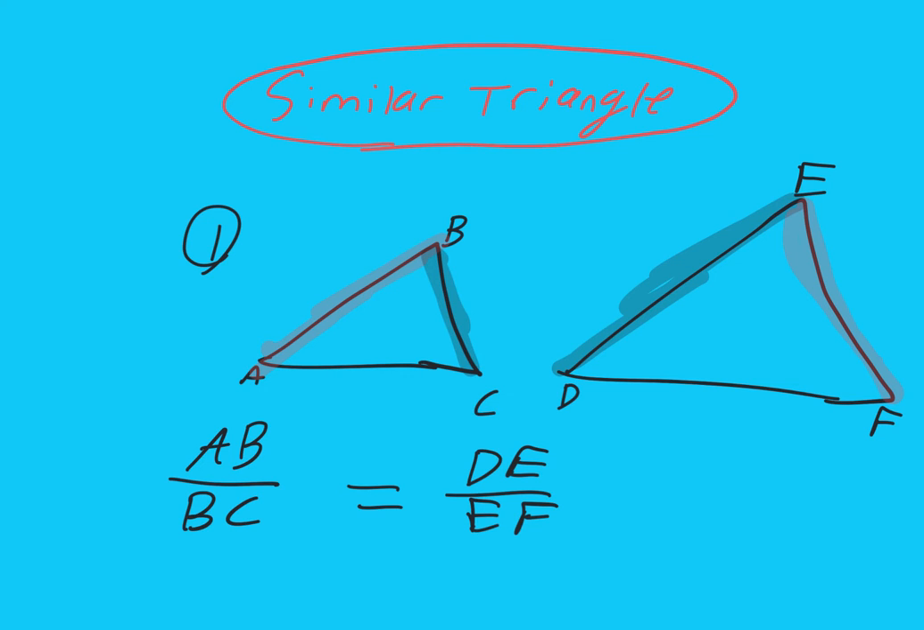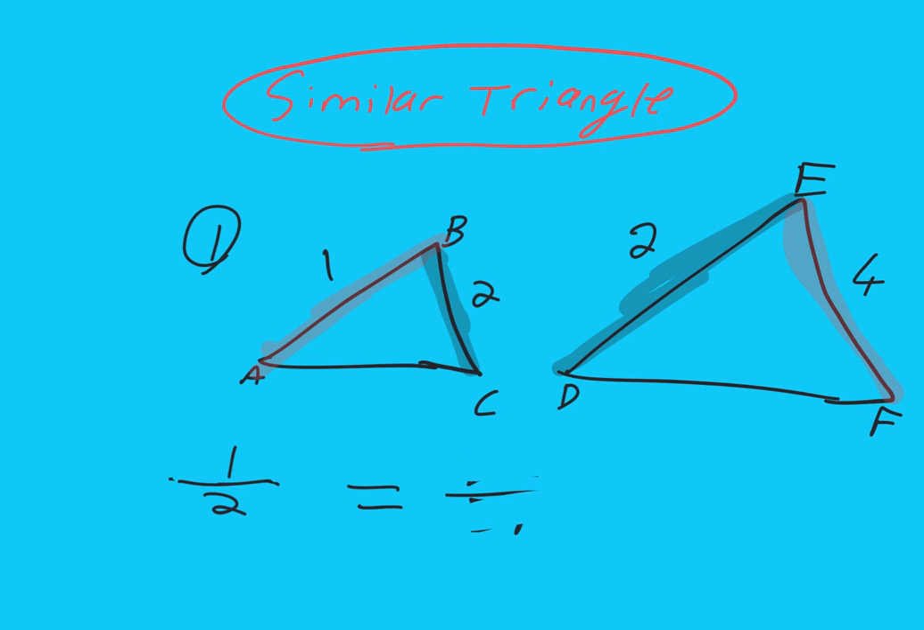So, for example, if this was 1 and this was 2, then AB over BC would just be 1 over 2. So we would just write that here. And then if we were to use 2 and 4 here, DE over EF is nothing but 2 over 4, and that is going to be 1 over 2 if you simplify it down. So because those ratios are equal, we say that they're similar triangles.